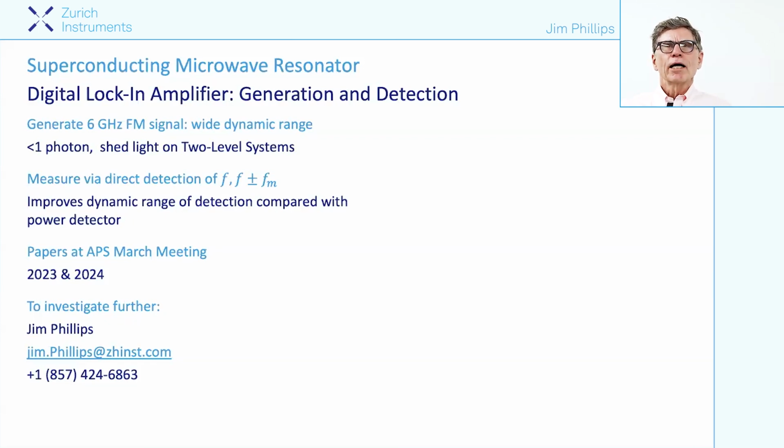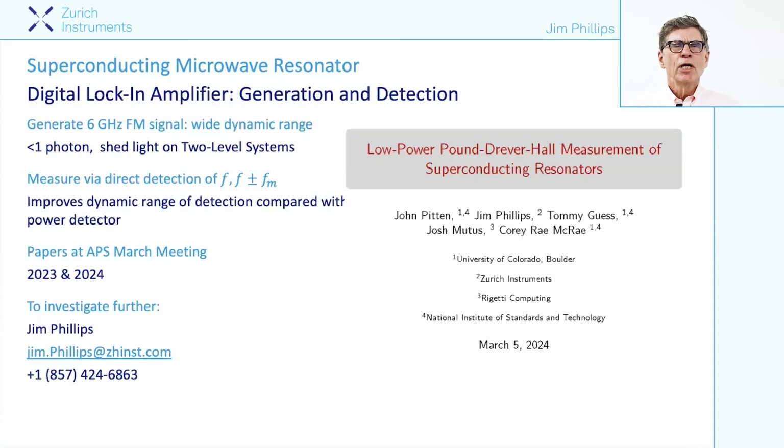Generating the signal, because you want to measure at very low power to access the two-level systems, you want to generate the FM signal over a wide dynamic range, and the digital system can do that. The analog system tends to need recalibration at multiple power levels. On the receive side, the digital lock-in amplifier will measure those carriers directly instead of using the nonlinear detector. And we've given papers at the American Physical Society March meeting 2023 and 24, in which we describe this.